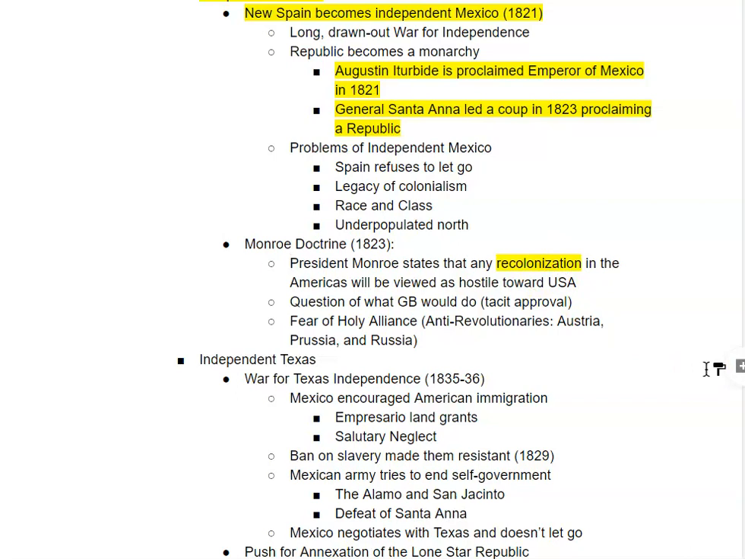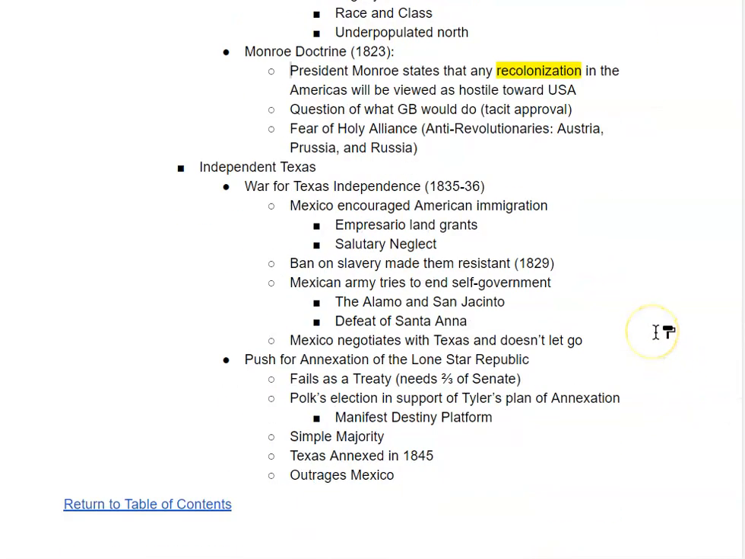So, that means if Spain tries to recolonize Mexico, or even Britain, or if some other country tries to reestablish colonial control in Central or South America, the United States would view that as a hostile act. Now, the U.S. did not have much authority to enforce this, of course, but this would set important precedents going forward. Really, the whole question turned on what Britain would do. And the United States had considered a joint declaration with Britain that the United States and Britain would disapprove of any recolonization.